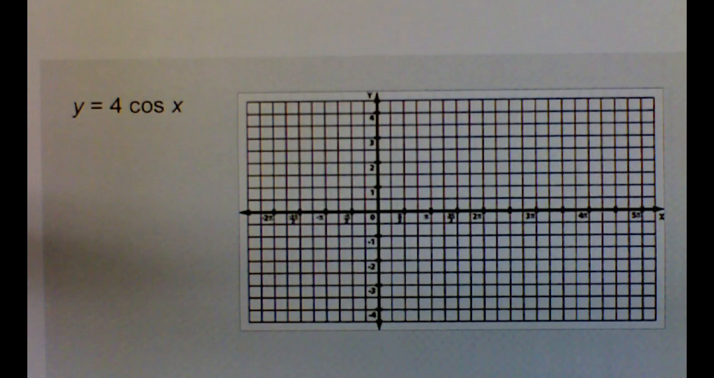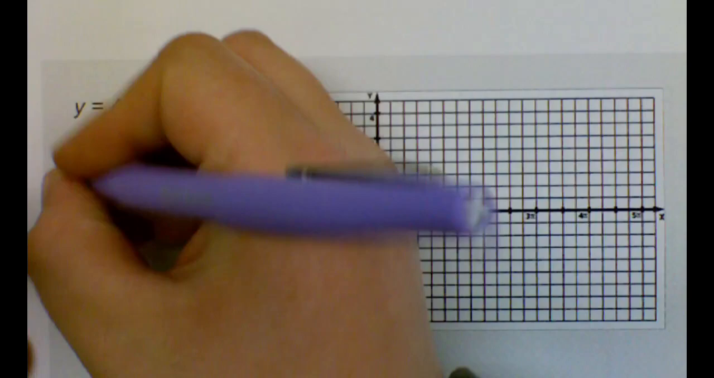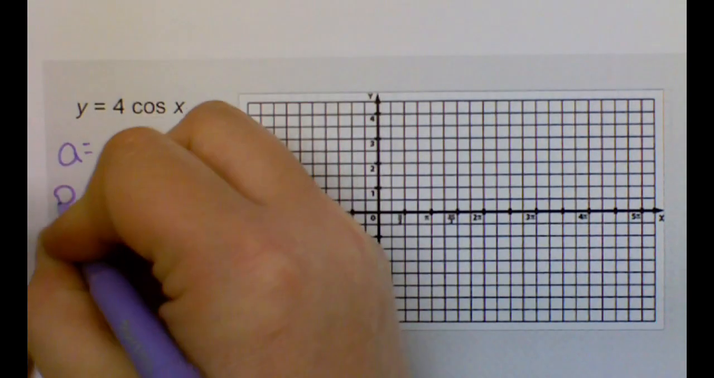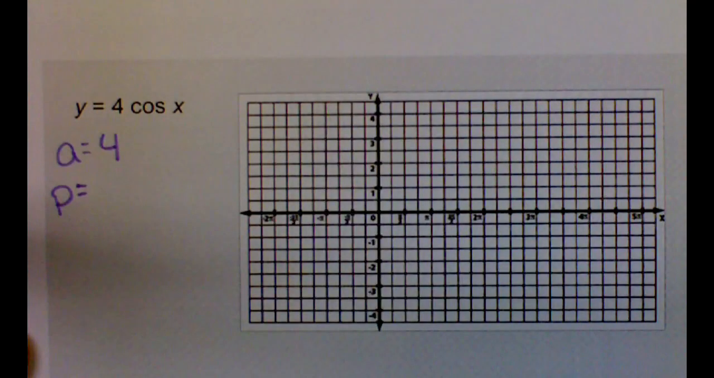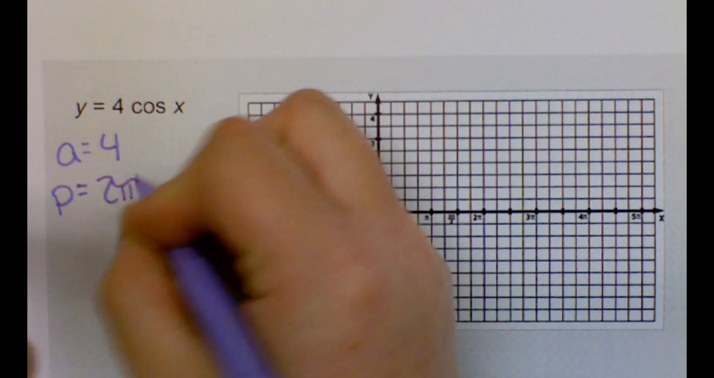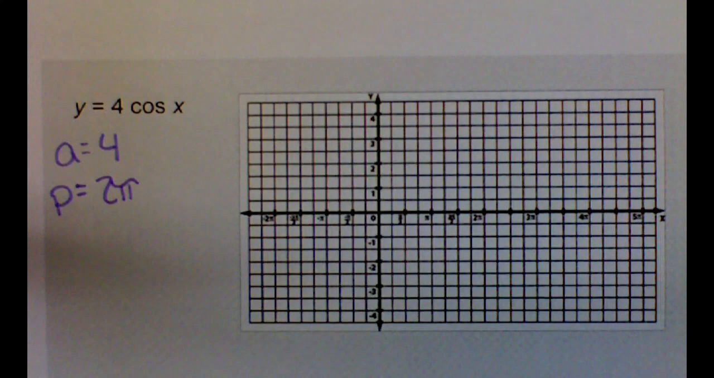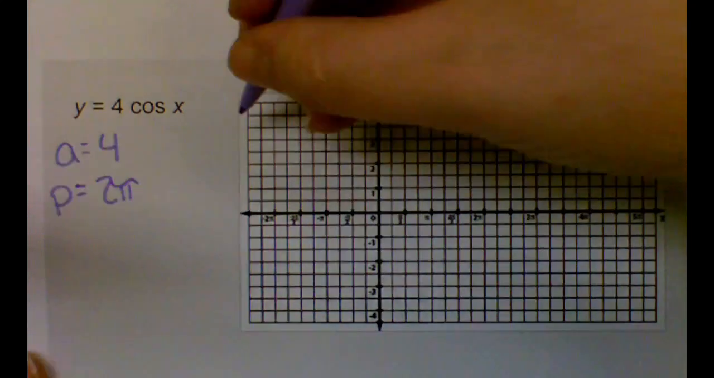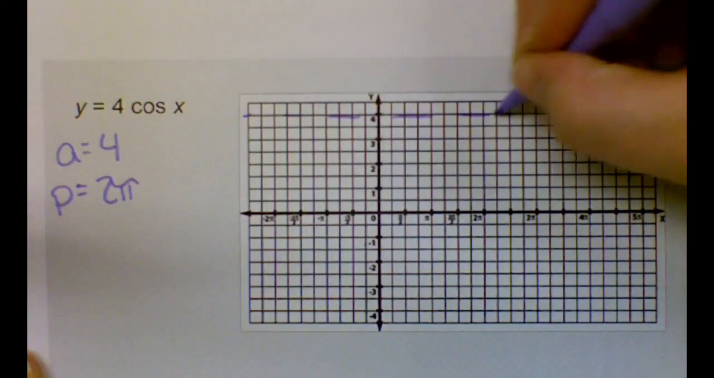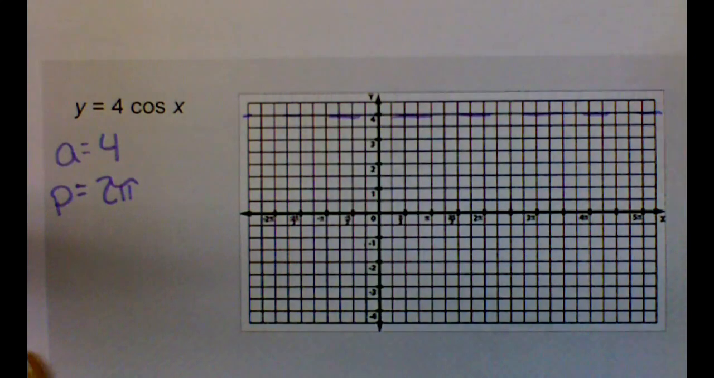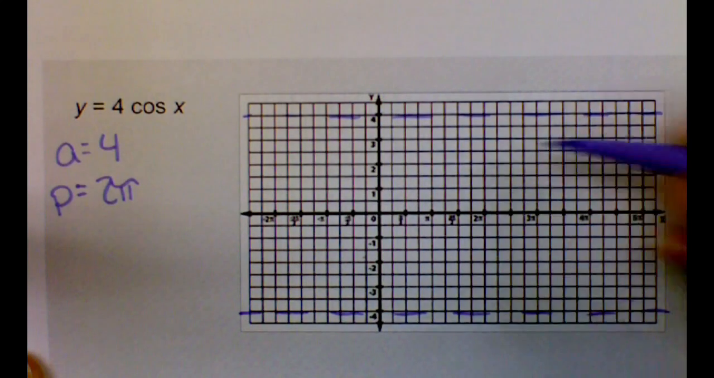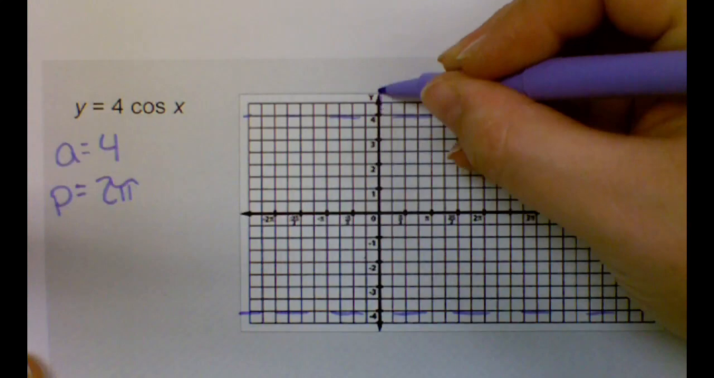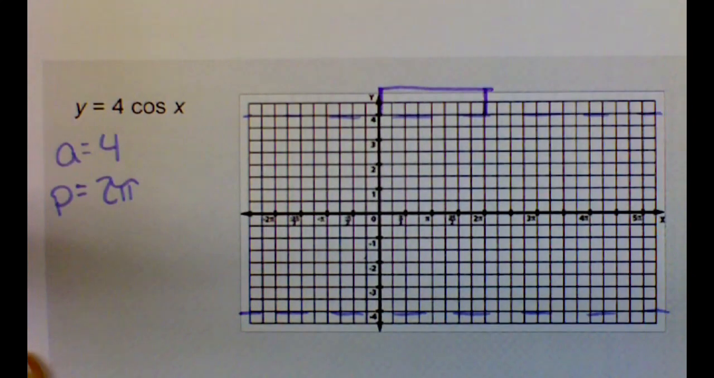For cosine of x, start by listing all the important features. We've only talked about amplitude and period. The amplitude in this one is 4. The period is 2 pi, and there are no reflections. So if your amplitude is 4, that means your maximum is 4. So I like to draw myself a little dotted line. Your minimum is -4. Your period is 2 pi. I like to mark that out a little bit, 0 to 2 pi. So remember, that's how far it should go to repeat.